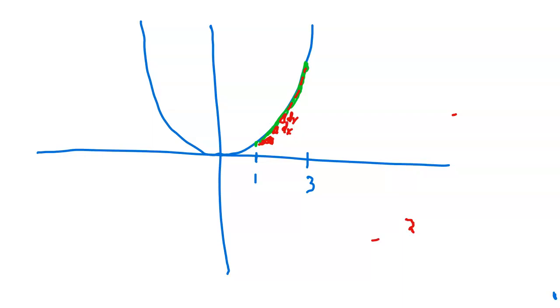So conceptually, we're taking all these tiny little hypotenuses, an infinite number of them, and adding up the length of all these infinitely small hypotenuses, and the infinite sum of those is going to be the arc length.